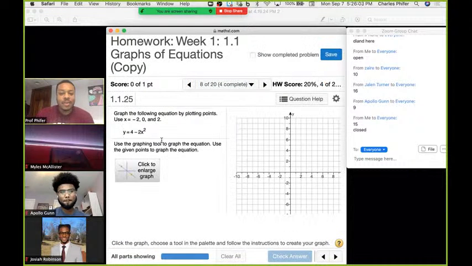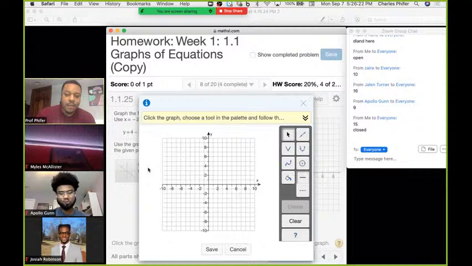Anyway, graph the following equation by plotting points using this. Okay, so x is negative 2, 0, and 2. Notice the highest exponent is 2, so we're expecting a U-shaped graph, a parabola. The leading coefficient is negative, so the parabola should open downward. So we're going to click this to graph. It's a U-shaped graph.